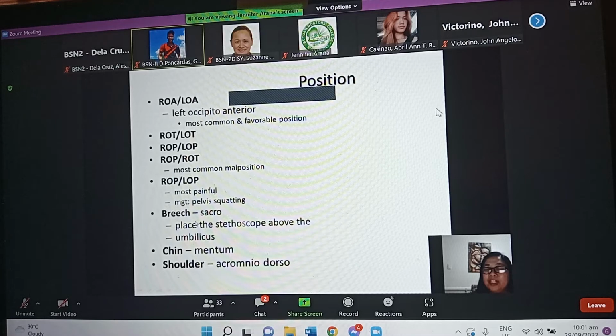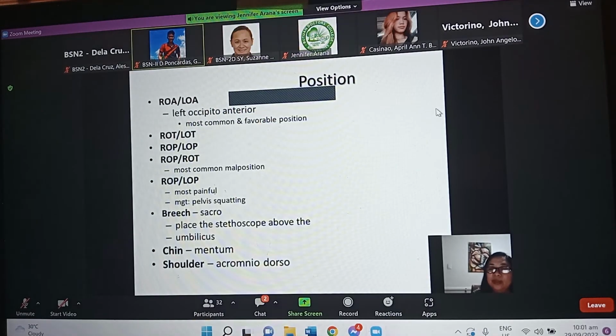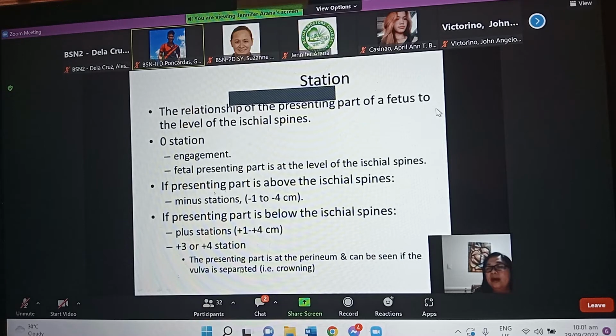Okay, so for breech presentation, in getting the fetal heart rate, we have to place the stethoscope above the umbilicus. Unlike when the child is in occiput presentation, we have to locate the fetal back. That is where we are going to take the heart rate of the baby. And then, for chin presentation, the presenting part is the mentum or the chin. Then shoulder, the acromiodorsal.